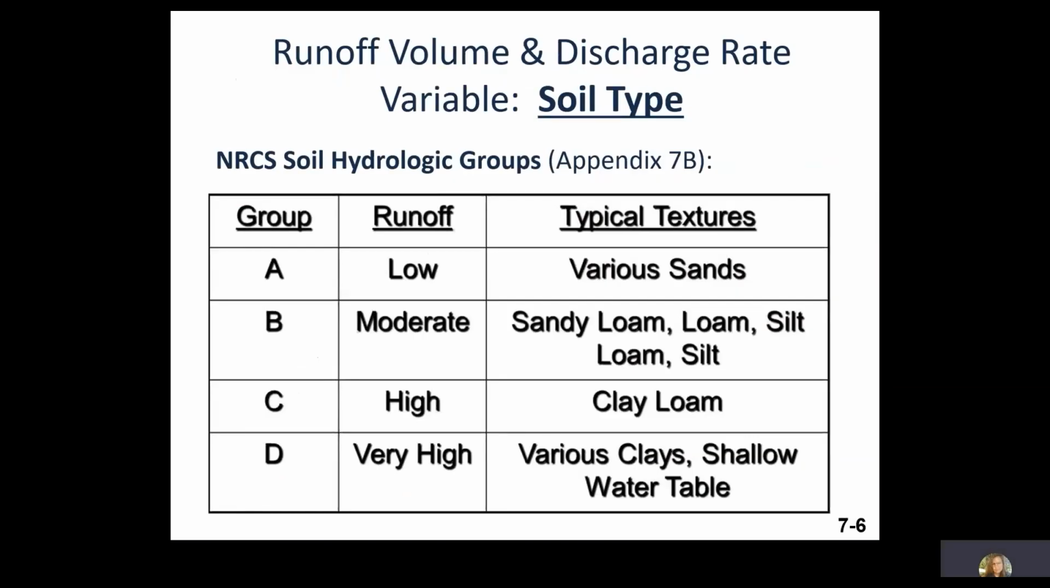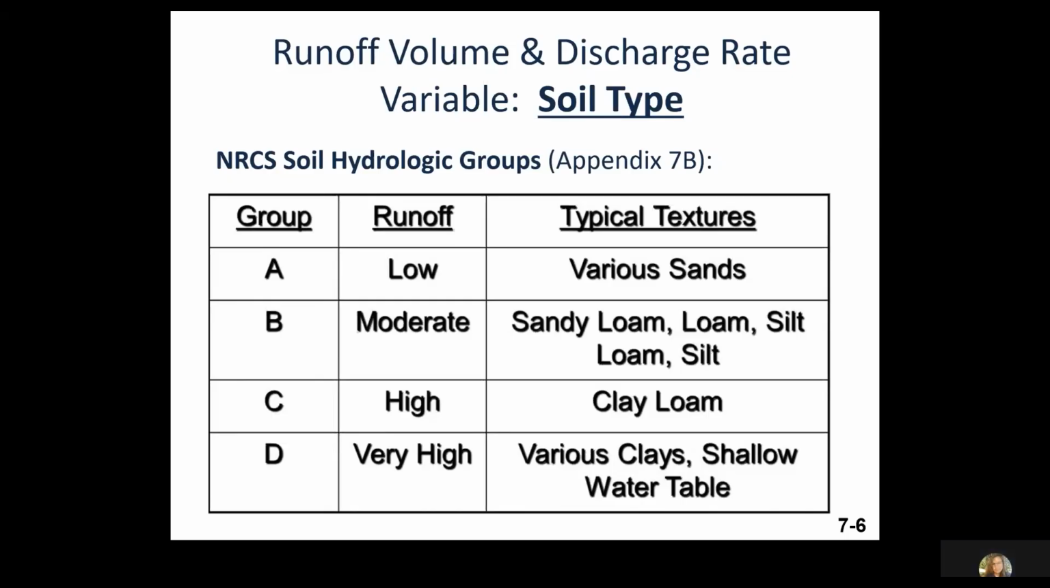Soil scientists have assigned all soils to one of 4 hydrologic groups based on infiltration and transmission rates, as shown on this slide and in Appendix 7B in your manual. The 4 hydrologic soil groups are: Group A. These soils exhibit high infiltration and transmission rates and low runoff volume. They are chiefly deep, well-drained soils, sands, or gravel. These soils have a low runoff potential.